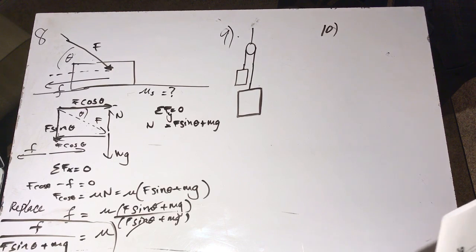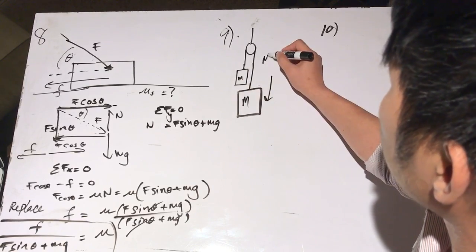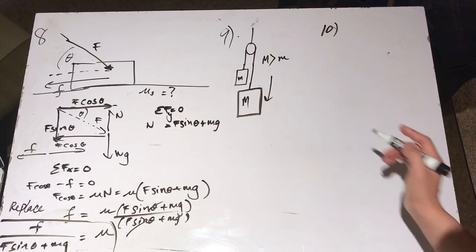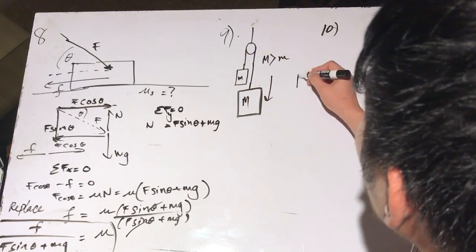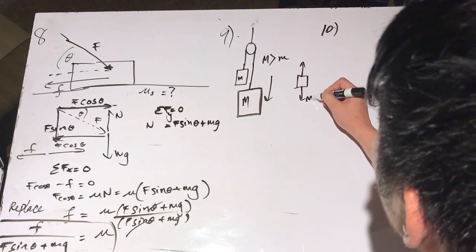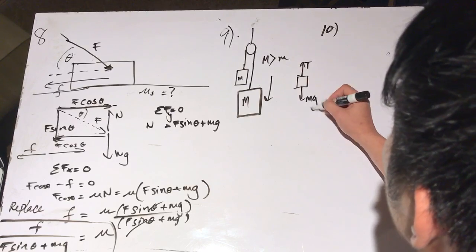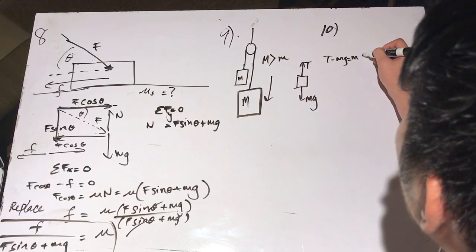To look at question number 9 and number 10, I'm just going to go ahead and use those things together. I'm going to replace this one with M, and this one with small m, and the big M is greater than small m. Basically, when you apply Newton's second law of motion, I'm just going to do both. This one will go up, so it will be T and mg. These are the 2 different forces. So it will be T minus mg is equal to ma.